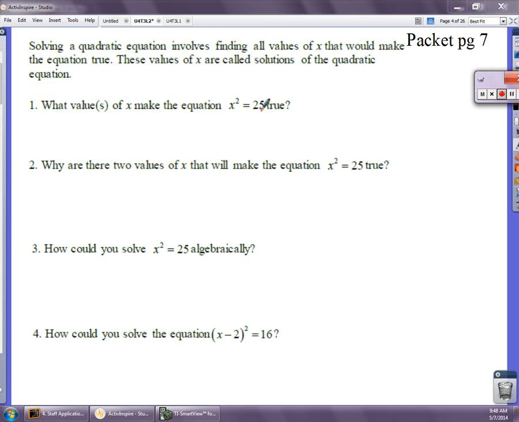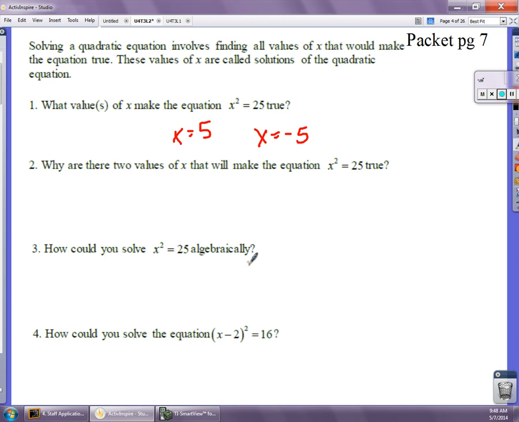So if you have x squared equals 25, what values for x would make it true? Well, if x equals 5, 5 squared is 25. But also, you could have a negative 5, because negative 5 squared is positive 25. So those would be the two values for x that will make that equation true.